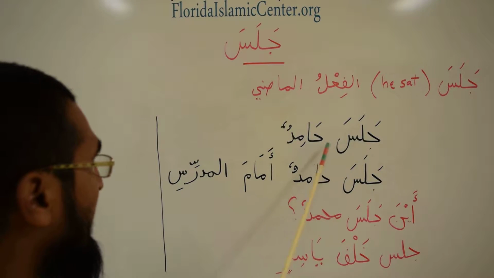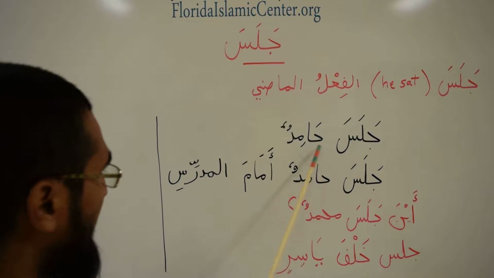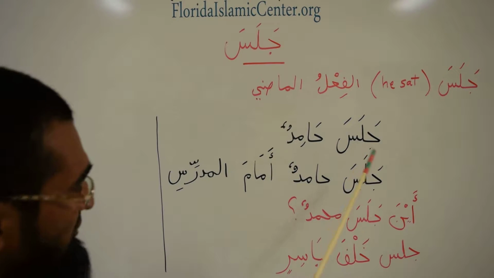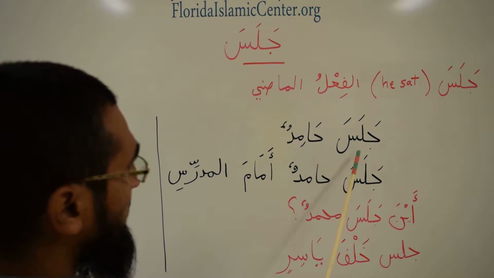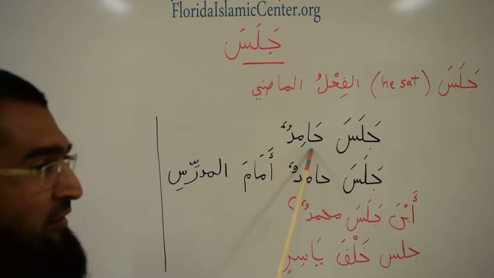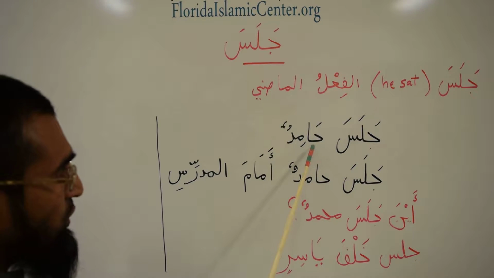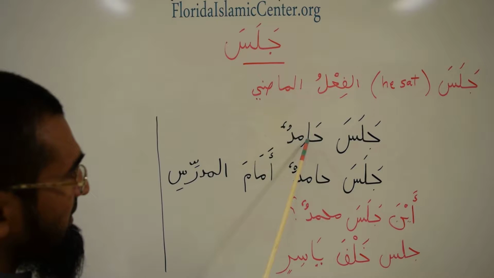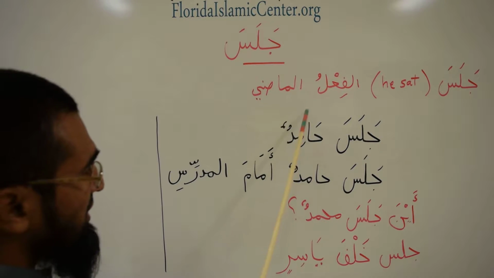Okay, so jalasa hamidun means Hamid sat. There's one sentence. Jalasa hamidun, Hamid sat. The correct way, or the most appropriate way to state a verb, is to put the doer of the verb after the verb. Jalasa hamidun. Who is the doer of the verb? Who is the one that sat? It's Hamid. Jalasa Hamid.